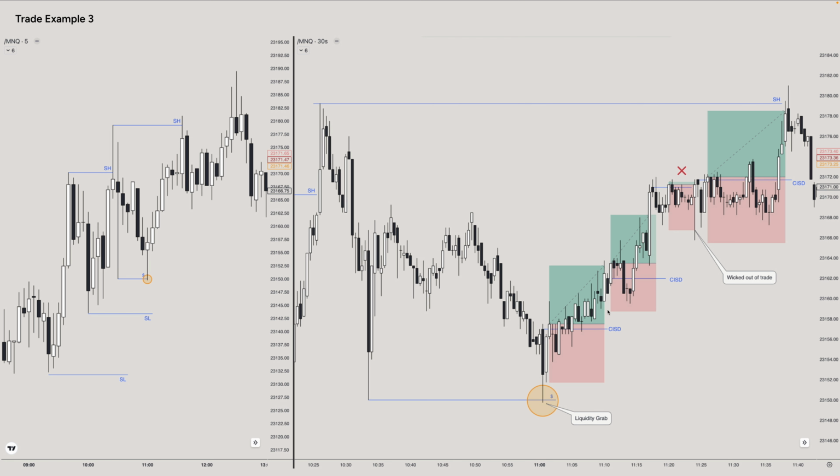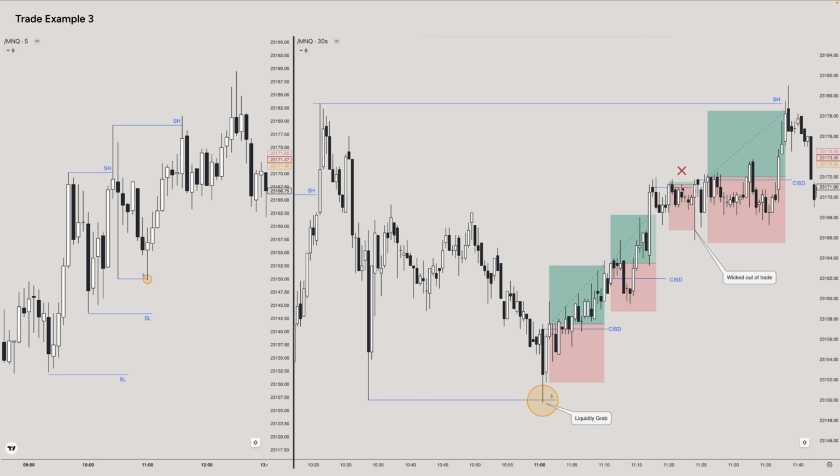Stop loss below the last 30-second swing low, measure out one-to-one risk to reward, and we're out of the trade. Now the next trade will be a losing trade, but it is a valid entry according to our strategy rules.